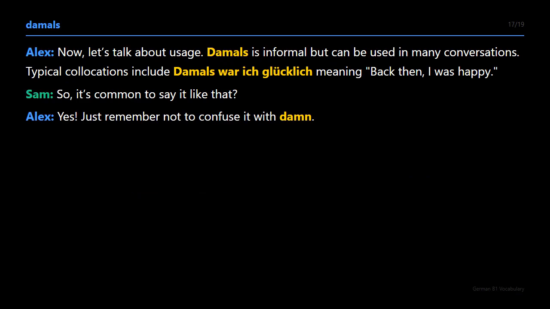Now, let's talk about usage. Damals is informal but can be used in many conversations. Typical collocations include, damals war ich glücklich, meaning back then, I was happy. So, it's common to say it like that. Yes. Just remember not to confuse it with dann.